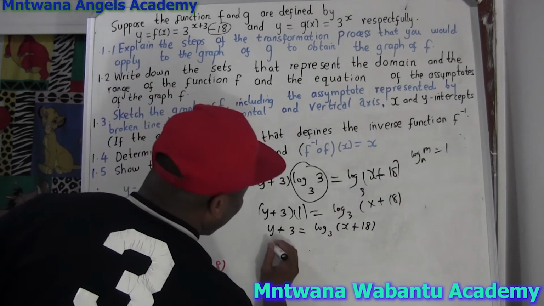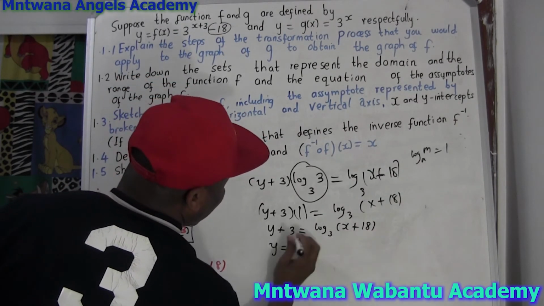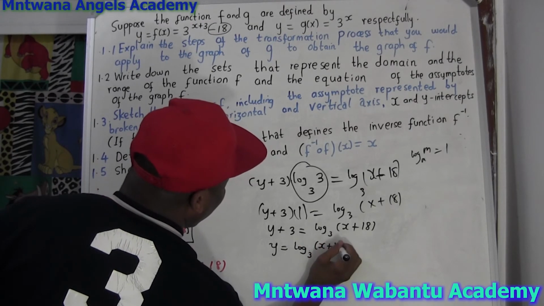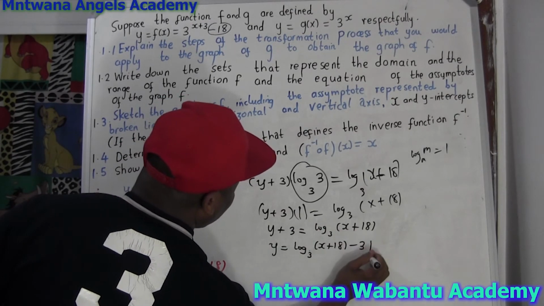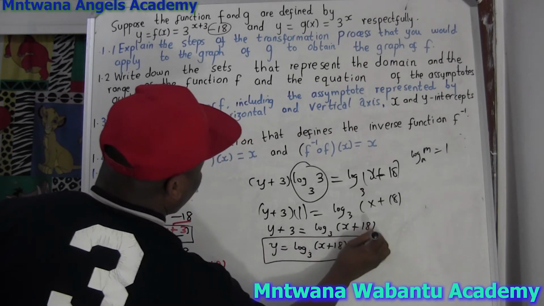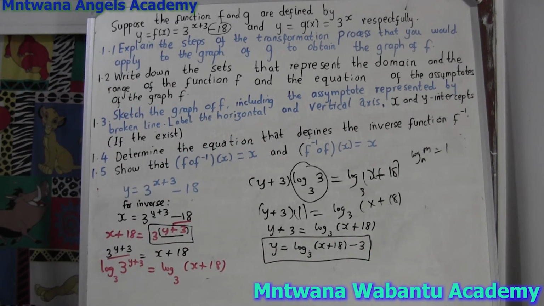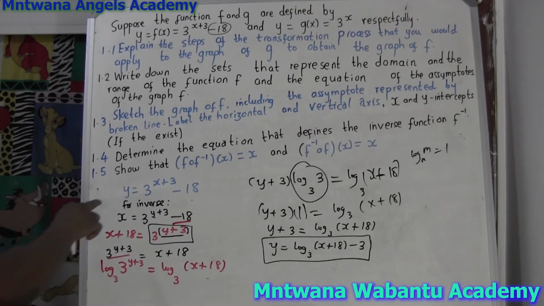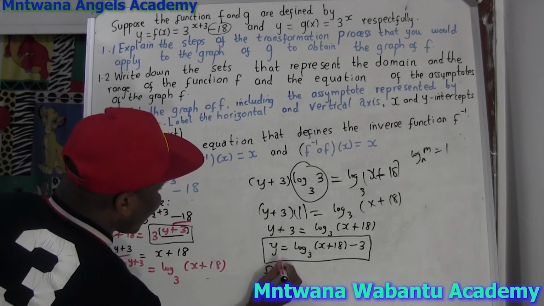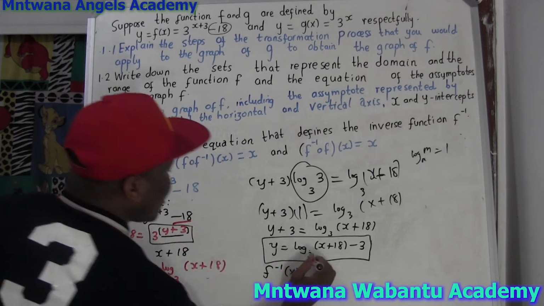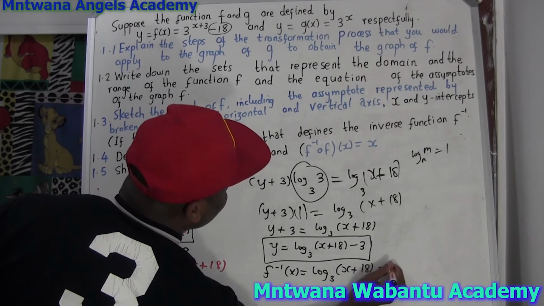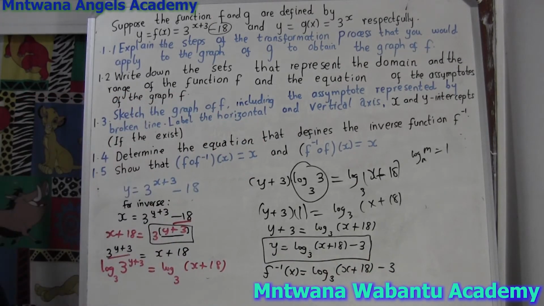What happened? The 3 goes over, so we have log base 3 of x plus 18, minus 3. So that's what the question wanted: define the inverse. So this is the inverse of f. Finally, we say f inverse equals log under base 3 of x plus 18, minus 3. So yeah, we got it.